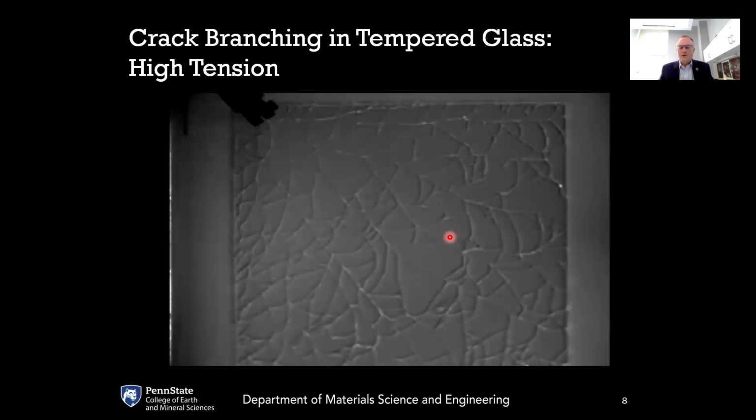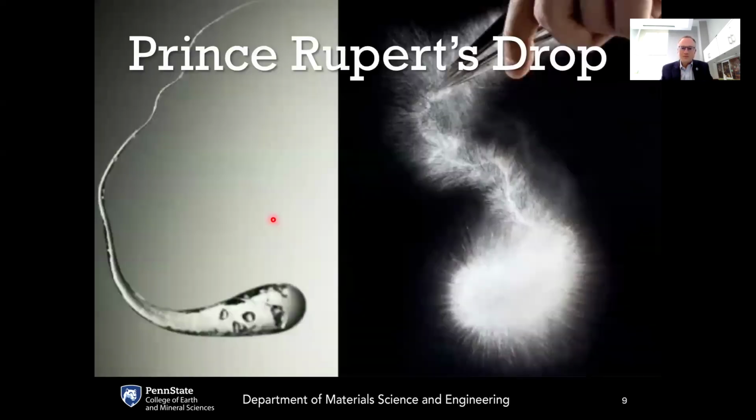And if you take this even further to a higher amount of tension, you get an even greater amount of acceleration, which means that the cracks are achieving their terminal velocities at an even shorter propagation distance, and therefore the cracks are branching earlier, forming a larger number of even smaller pieces. Now, the extreme example of this is what's called a Prince Rupert's drop. This has an enormous amount of compressive stress at the surface that is balanced by an enormous amount of tensile stresses in the interior of the glass.